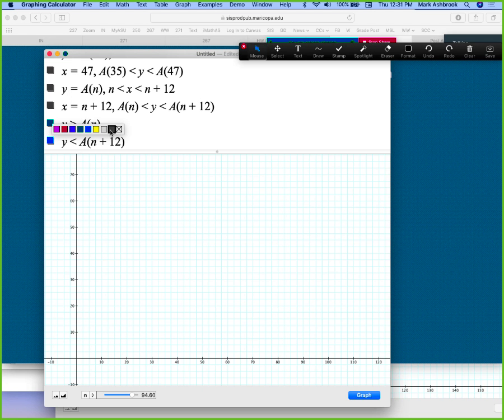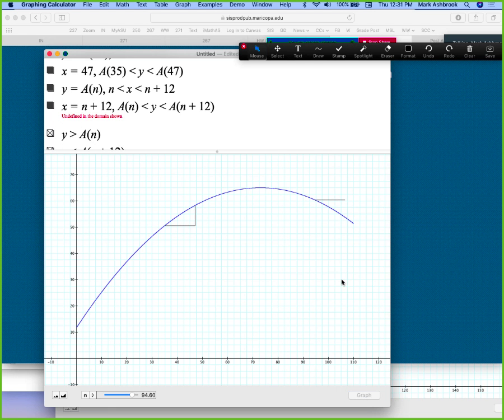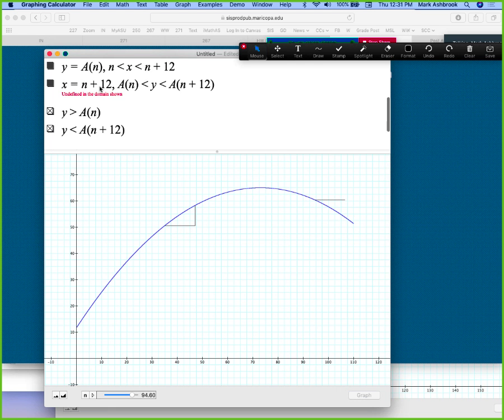I'm going to turn these off for now so I can see the graph. And so now I want to know, if I were to turn on these two lines in GC, what am I going to see? Y is greater than a of n. What do you think I will see? What's GC going to do with that?